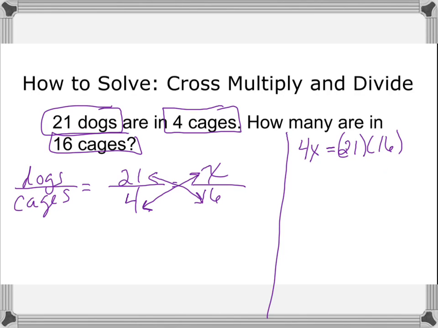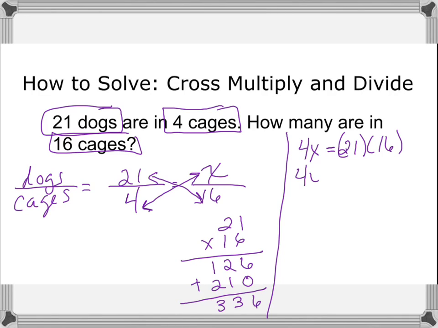Okay? So now I've got to take the time and actually multiply that work out. I've got to multiply 21 and 16 and see what I get. 6 times 1 is 6. 6 times 2 is 12. I need my placeholder. And then, of course, 1 times 21 is 21. Let me add this together, and I end up with 4x is equal to 336. So when you look at this, you can see you're actually beginning to solve some algebra now.